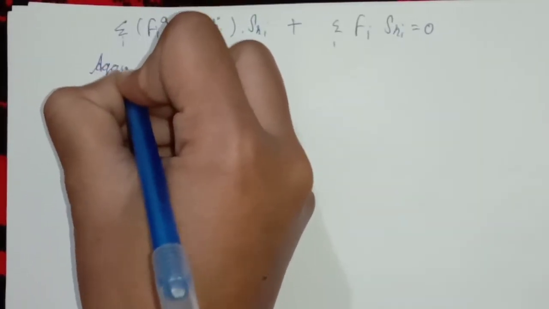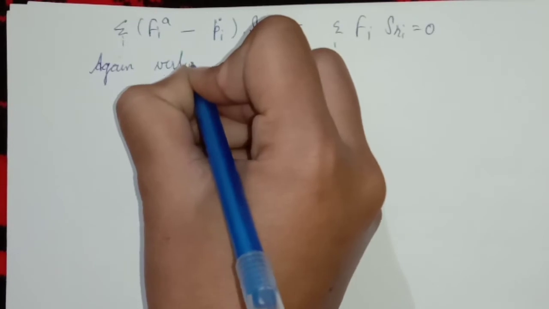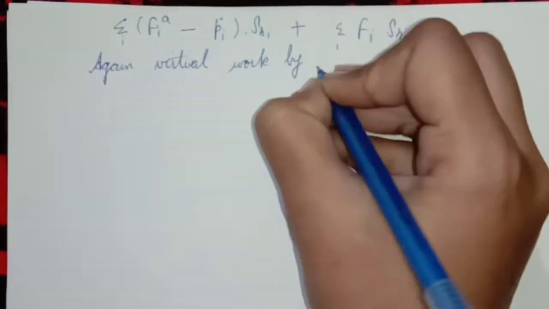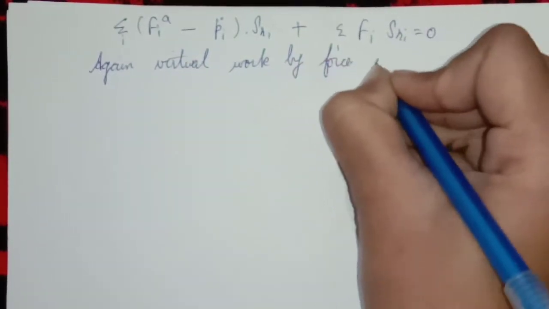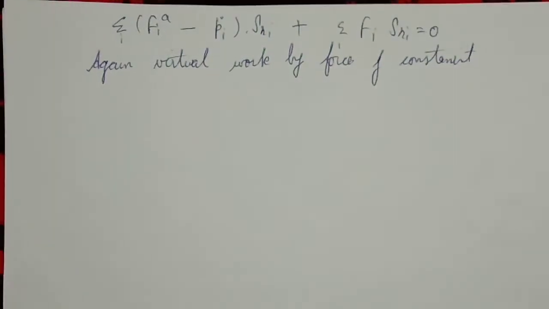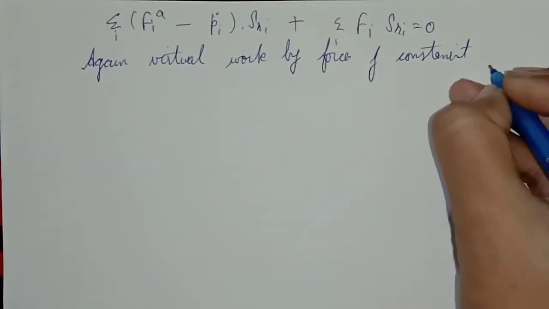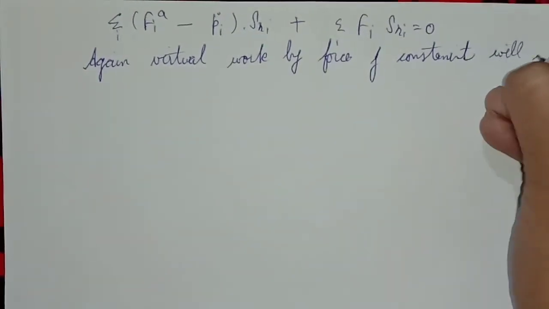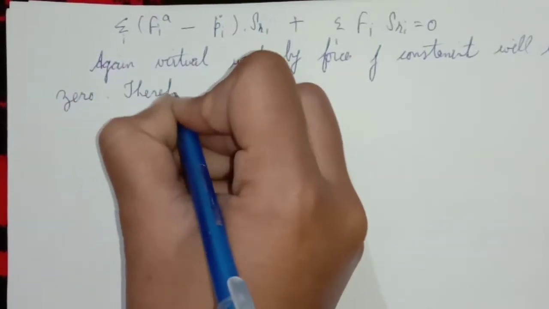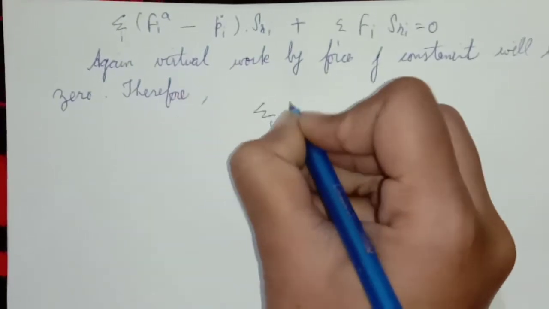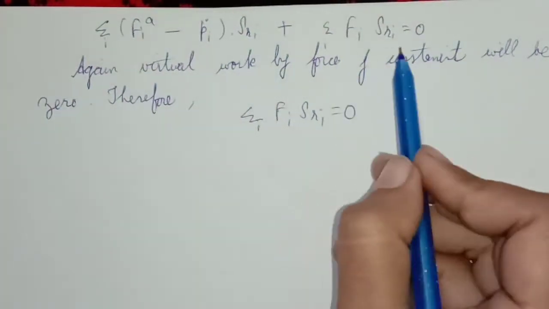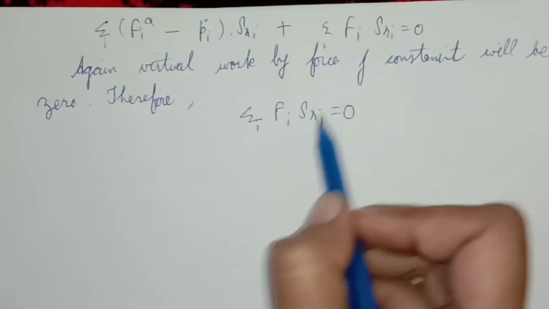Again, virtual work by force of constraint will be 0. Therefore summation i Fi dot delta Ri is equal to 0. That means we take the constraint force, again it becomes 0. So this equation will become 0.